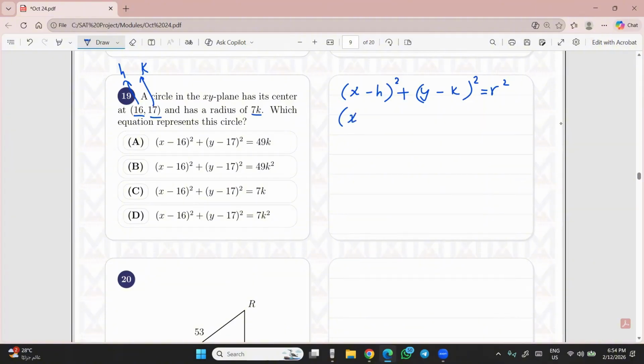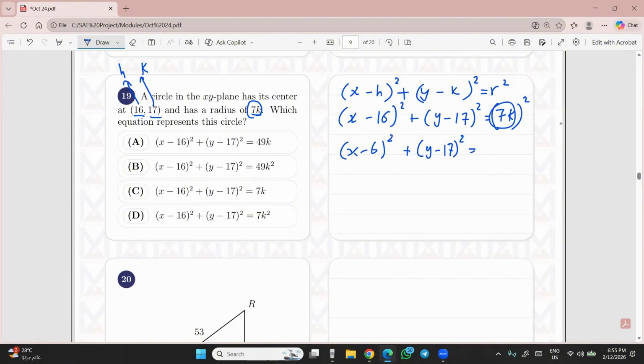So we can replace them here. (x minus 16) squared plus (y minus 17) squared is equal to r squared. And r here is the radius, and the radius is 7k. So we need to write 7k like this and square them both. So we have (x minus 16) all squared plus (y minus 17) all squared is equal to, whenever you multiply this by itself, the 7 is getting squared to be 49, and k is also squared to be k squared, which is identical to letter B, as you can see here.